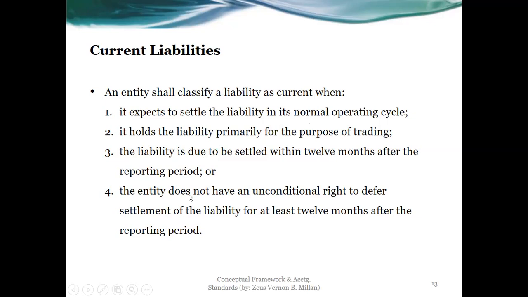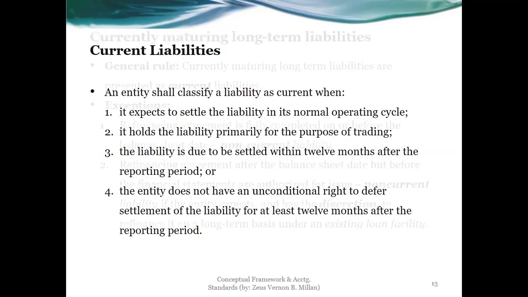For this one, this is interesting. The entity does not have an unconditional right. This is a double negative. So the entity has a conditional right to defer settlement of the liability. So meaning there's an option to extend the due date for at least 12 months. However, it is conditional, meaning there is something to be taken into account, meaning an additional burden on the part of the entity. In that case, that's going to be current then, because for sure, the entity would not do that because of the burden. So better classify it as current.